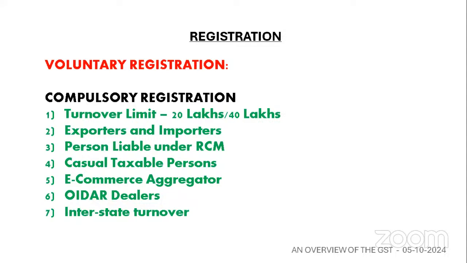The third point is, say there is a person who is compulsorily required to obtain registration but did not obtain registration in spite of having a turnover of 50 lakh rupees or 1 crore rupees.